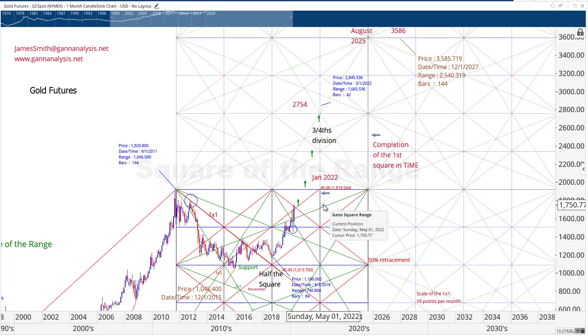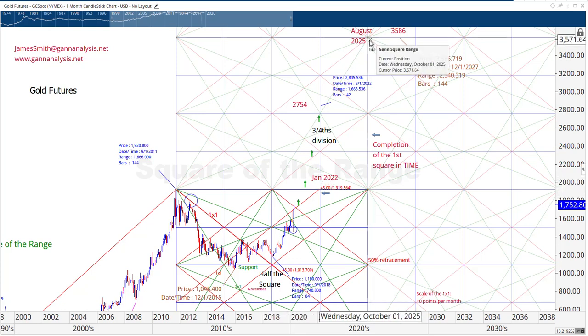Now go to your calendar and circle those dates. I don't know if you have a calendar that goes out that far, but anyway, maybe you could do it on your computer. Just remind yourself in January 2022, watch gold. In August 2025, watch gold. If you do that, you will be amazed. There will be an inflection. It doesn't guarantee it'll be a high. It could be a higher low, but it will be some sort of turn in January 2022, some sort of turn in August 2025.